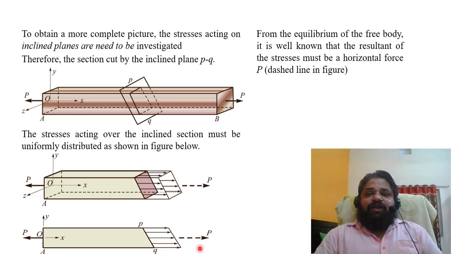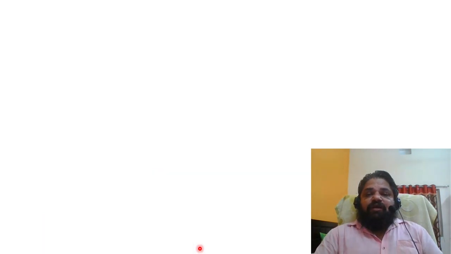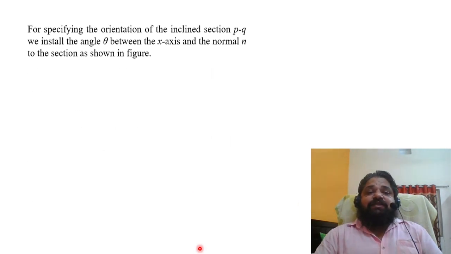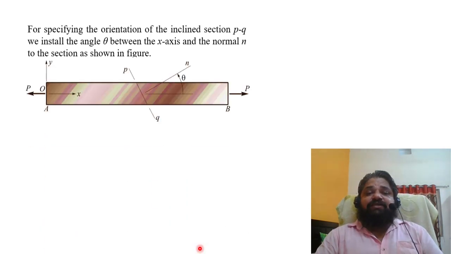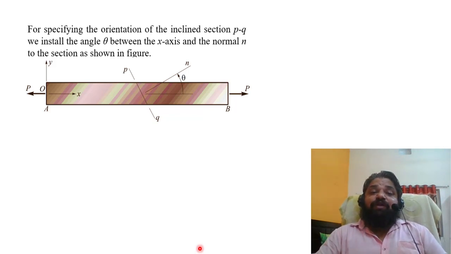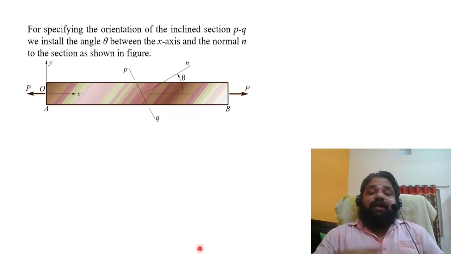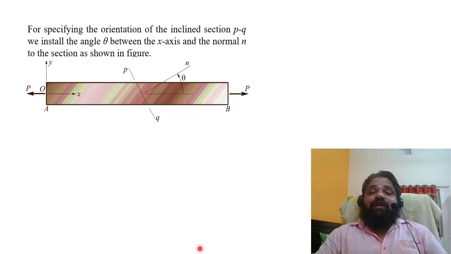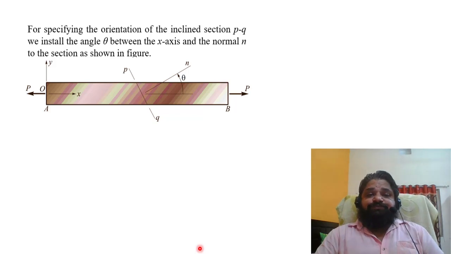From the equilibrium of this body, it is well known that the resultant of the stress must be horizontal, which is shown in the dashed line. So now how do we calculate and evaluate it? Let's say the angle we are talking about, for specifying the orientation of the inclined section PQ, we introduce an angle theta with the x-axis. Instead of the perpendicular plane, if I take a normal to that plane, that normal is at an angle of theta to the x-axis.